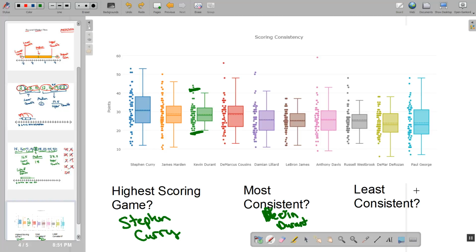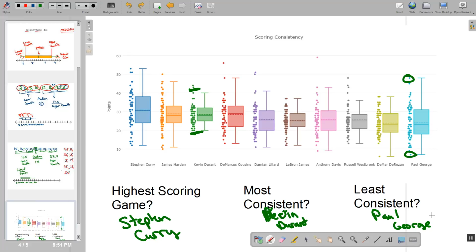And now I want to know who is the least consistent, who has the largest spread of the points. Well, I know Stephen Curry has a pretty large spread in his box, but he's got a lot of data points that are centered around here. But if I look at Paul George, I got data points way down here and data points way up here. I think Paul George from this set would be least consistent.